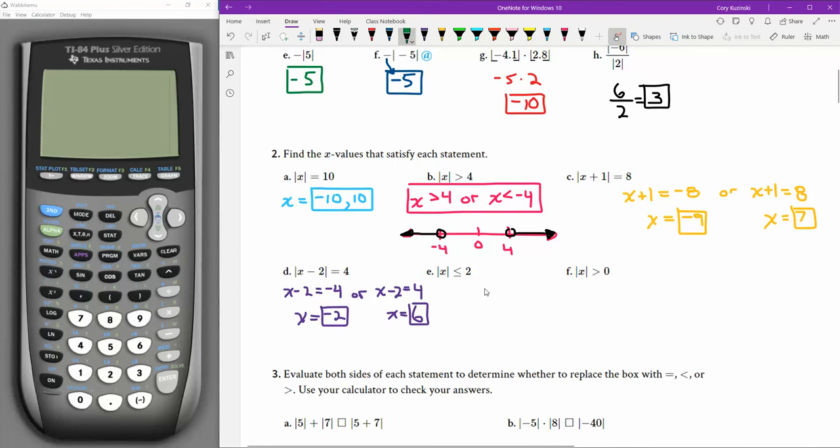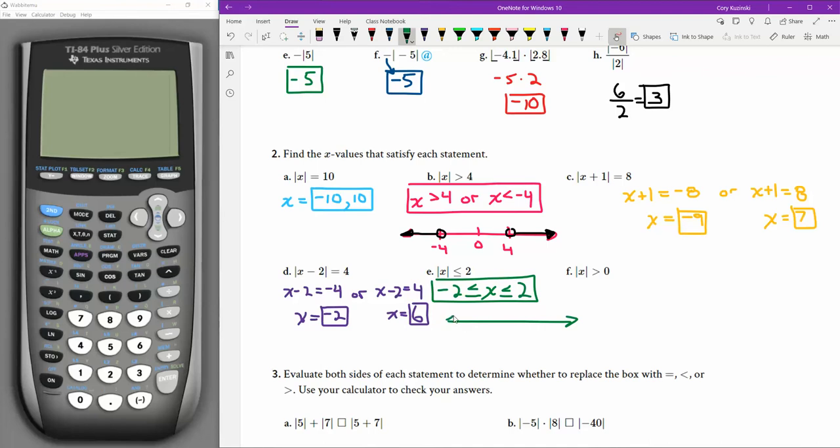All right, this one is a little bit different when we have the less than symbol as opposed to the greater than. X could be less than or equal to 2. And now it's an and situation. And it's got to be greater than -2. So it's got to be between those two numbers.